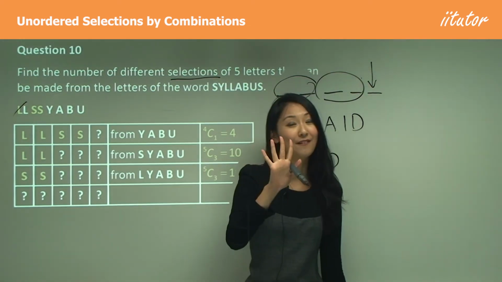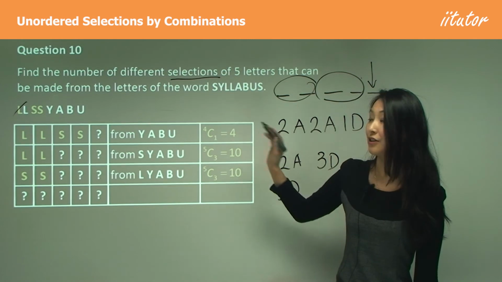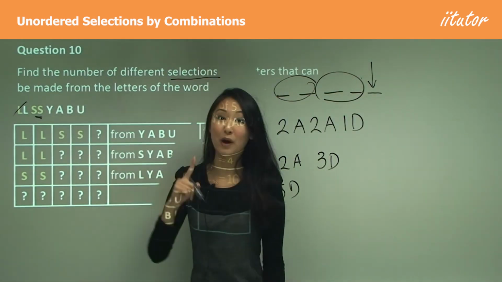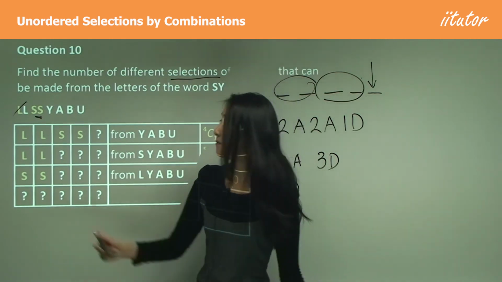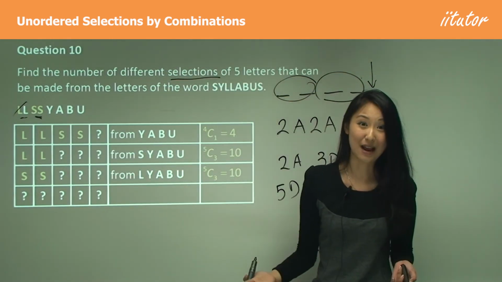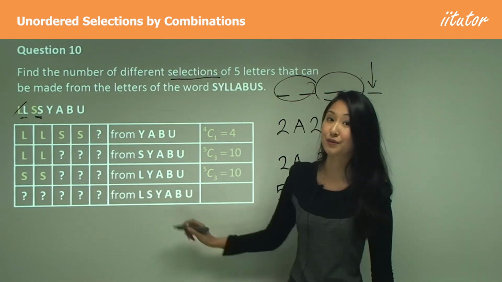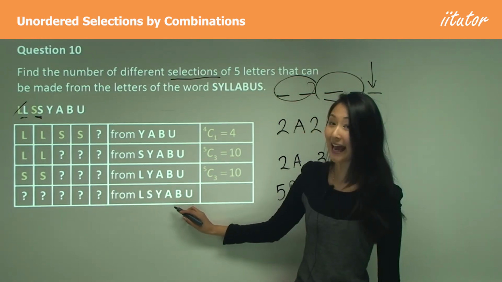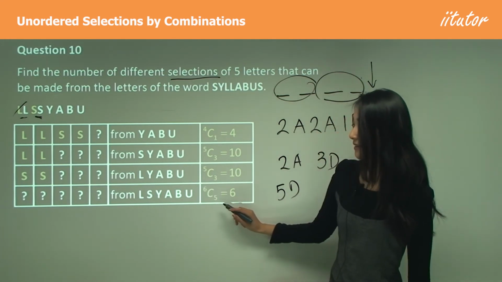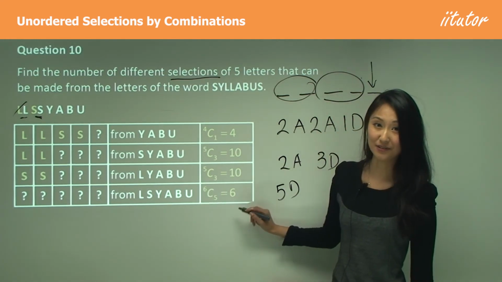Finally, when it's 5 different, Y, A, B, U can be chosen, but S, you can only really choose one of the S because the other S is the same, and L, only one of the L because the other L, if you choose it, will be the same as well. So you can only choose from L, S, Y, A, B, or U. So in this case, it'll be 6C5, which equals 6.